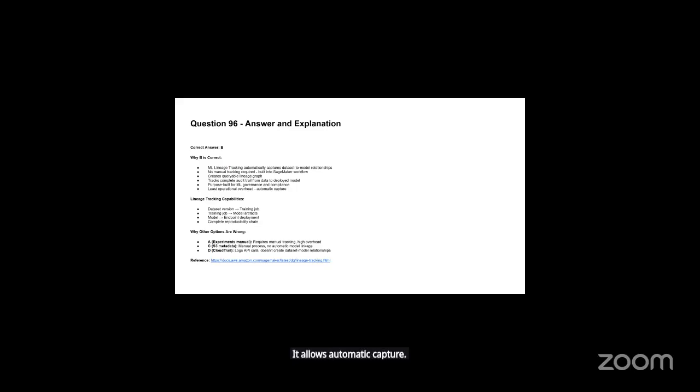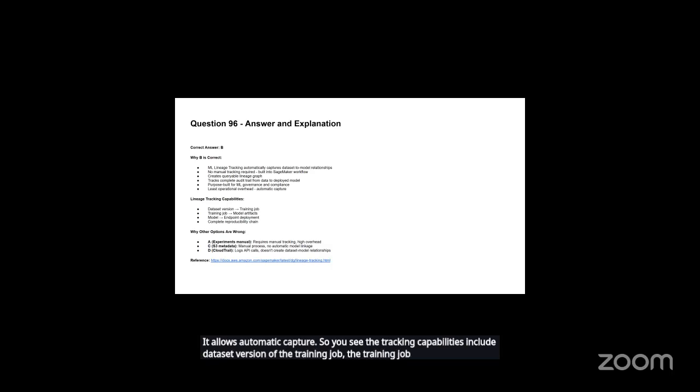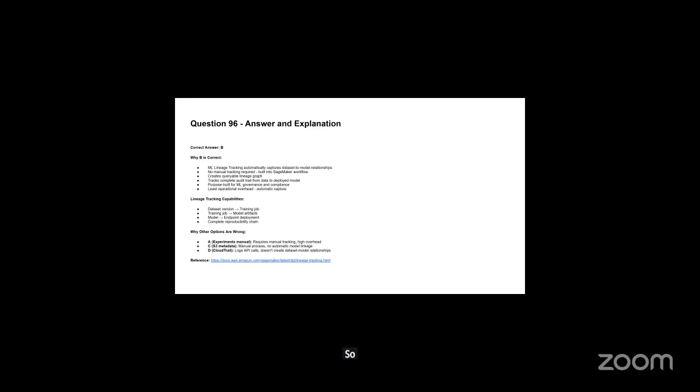So you see the tracking capabilities include dataset version to the training job to the model artifacts, the model to the endpoint deployment, and complete reproducibility chain. Why are the other options wrong? So Experiments requires manual tracking. That's higher overhead. S3 metadata is a manual process. There's no automatic model linkage. And CloudTrail logs API calls, doesn't create dataset model relationships.